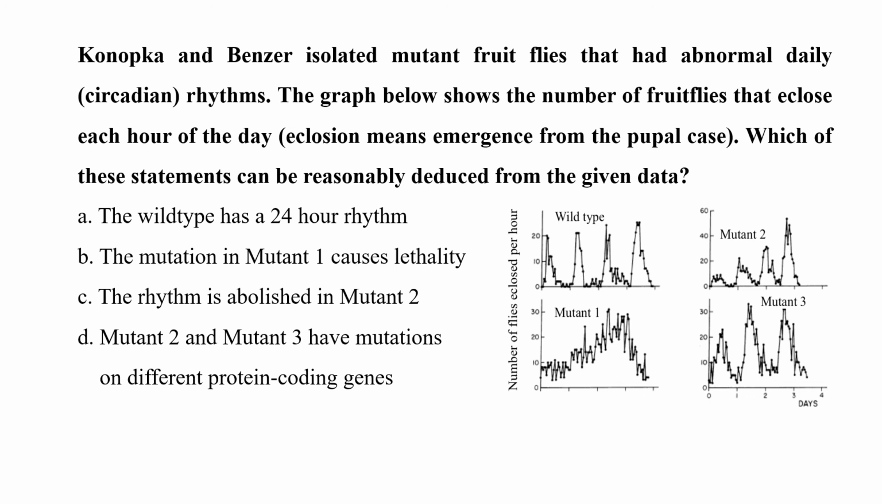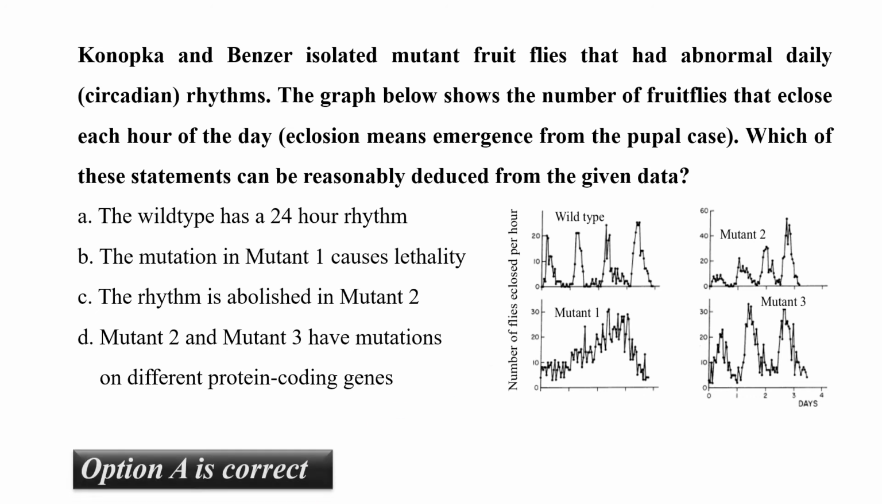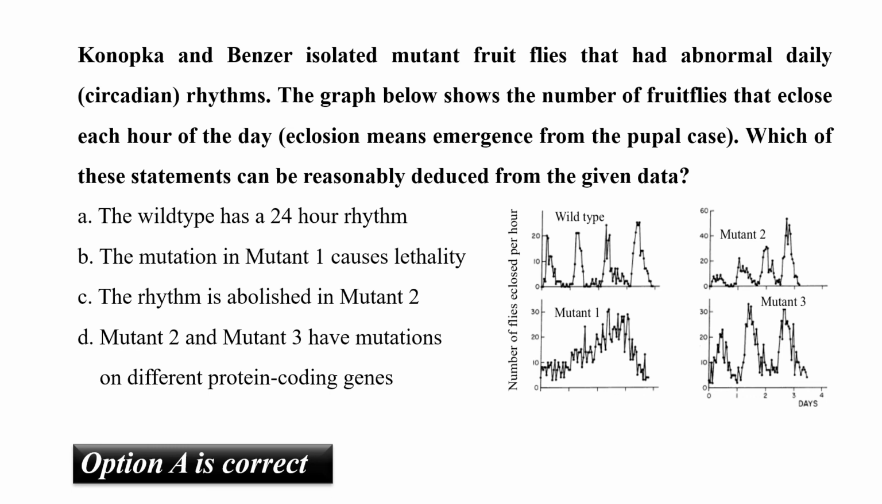From the graph, we can see that a large number of wild type flies eclose regularly after approximately 24 hours, as you can see here. Thus, the wild type has a 24-hour rhythm. So the correct option is A.